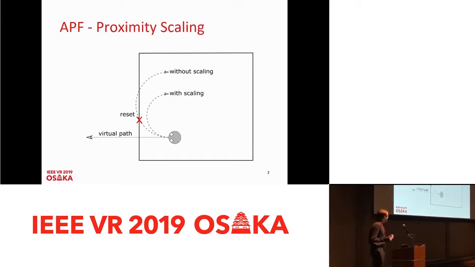We also introduced the idea of proximity scaling. This is used if a user is guaranteed to hit an obstacle with their current speed and heading. In this case, even if we apply the maximum amount of redirection possible, we will still have to trigger a reset. This is not ideal because the user has to interrupt the task that they're performing.